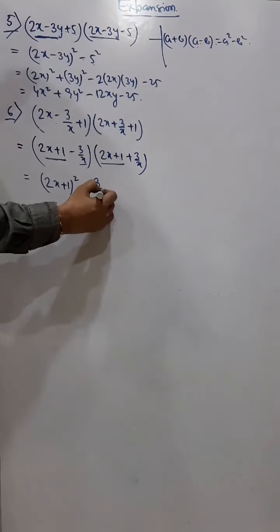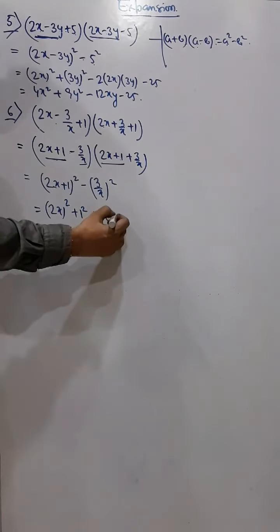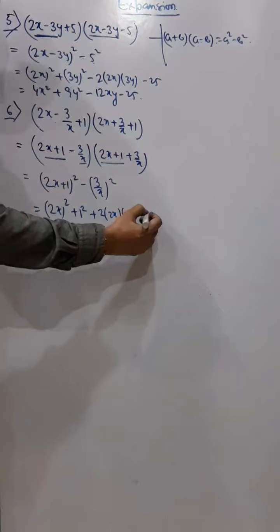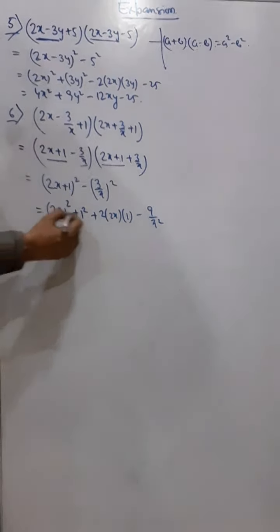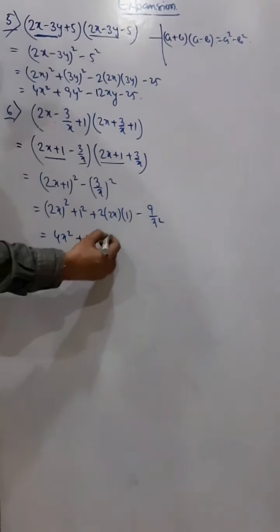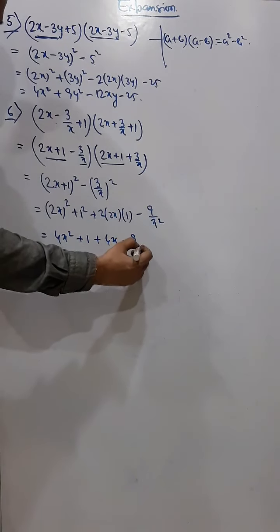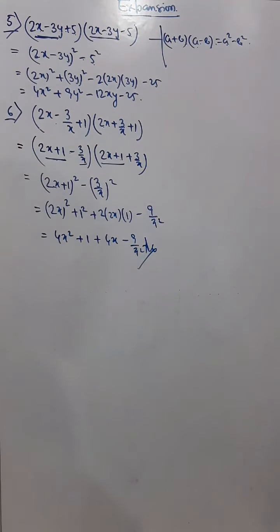Then we can use that formula as a square minus b square, and then again we will simplify this one. So this is a plus b whole square: a square plus b square plus 2 into a into b, and here also we have 9 by x square. Then we will simplify it. What we got: 4x square plus 1 plus 4x minus 9 by x square, and that is the answer. Okay, understand?